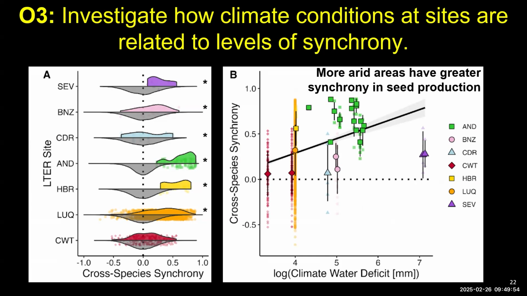Some of the sites are quite big, so there could be different values of climate water deficit that are used, whereas in some other areas like Cedar Creek, the sites used there were close enough together that they only had one data point for climate. But what we find is that more arid areas have greater synchrony in seed production.